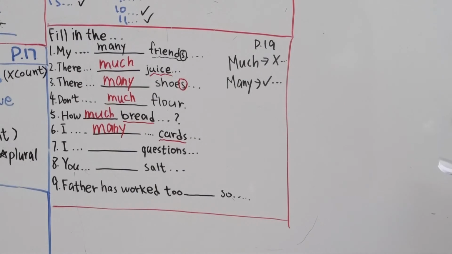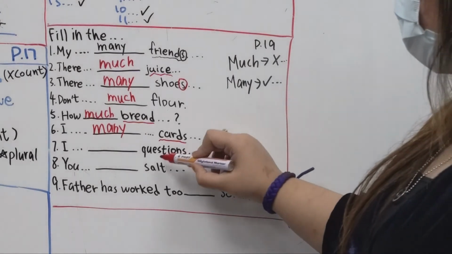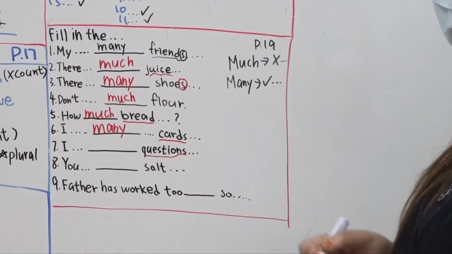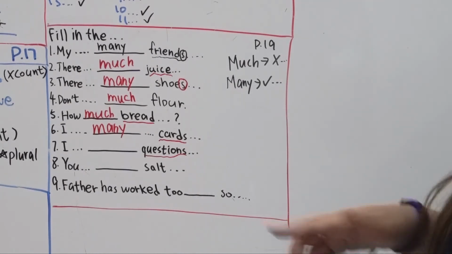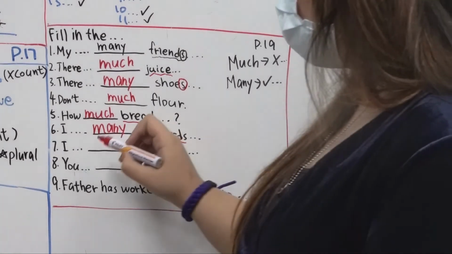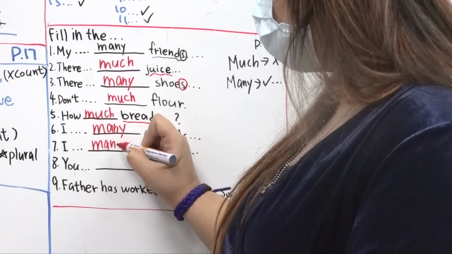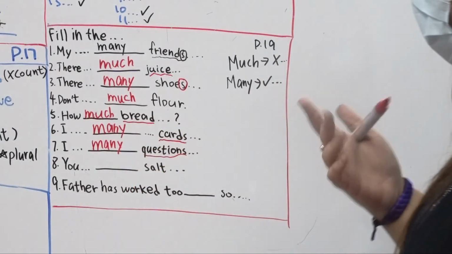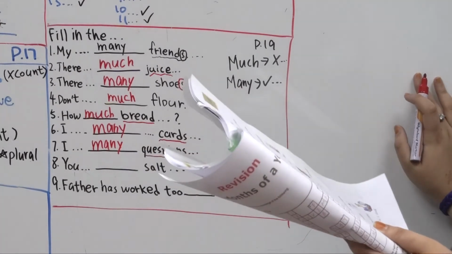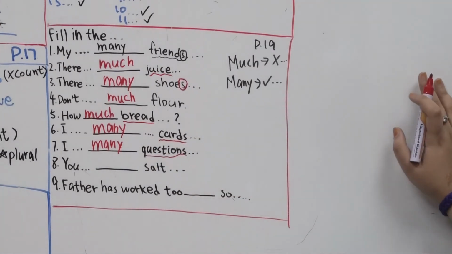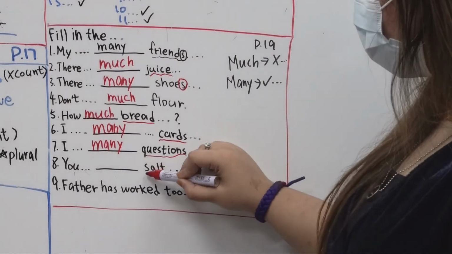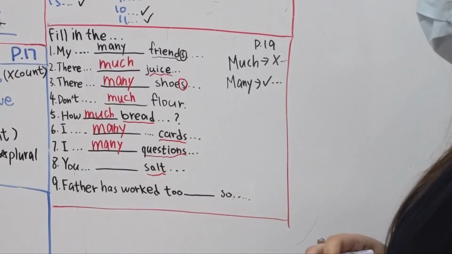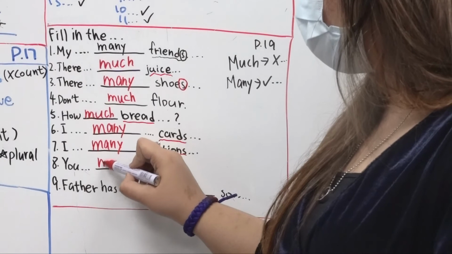Next one. I have what questions that I don't know? Questions. Countable or uncountable? They are countable. Okay, questions. Many. For countable, we use many. For the one we cannot count, we use much. You put too what? Salt. It is salty. You put too much salt. Can we count salt? No, right? That's why we use much.